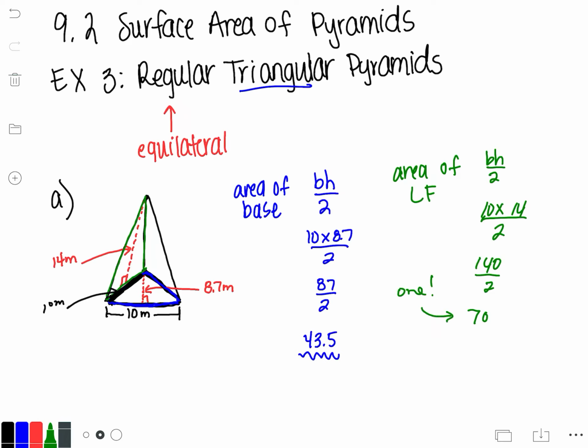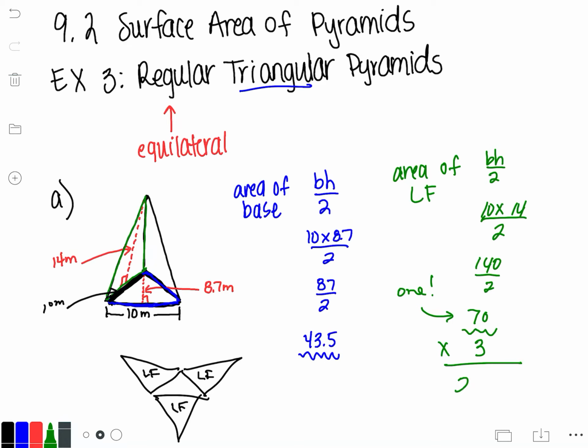Now, if this is a triangular pyramid, I'm going to draw you a net. There's your base. You would only have 3 lateral faces, LF, LF, LF. Yesterday you had 4 because it was a square base, but today with triangular pyramids, you have 3 lateral faces. So we're going to multiply times 3, and that would be 210.